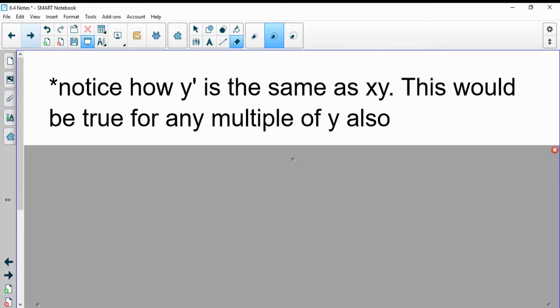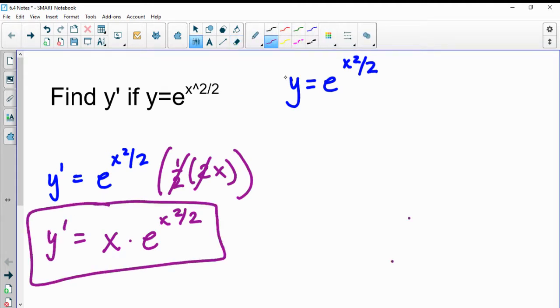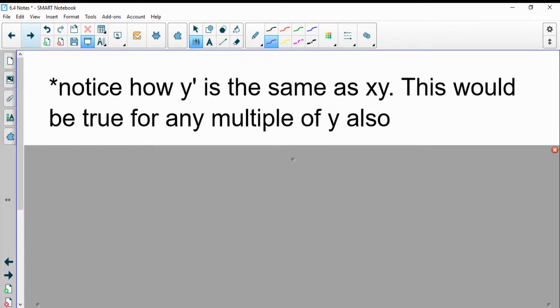And if you look at that, you should notice that the derivative was the same as the original function, that y, just with a multiple of x in front, right? Here's my original equation, e to the x squared over 2, and my answer, my y prime. If we look here and here, my derivative is just the same thing but with an x in front. And that would happen no matter what, like if it was 2 of those or 3 of those, right? That would be true for any multiple of y.